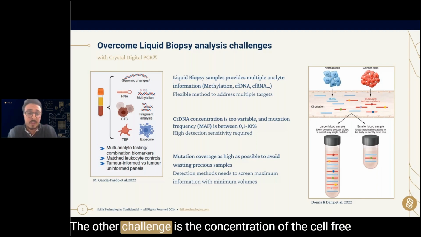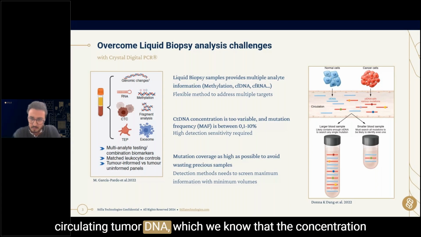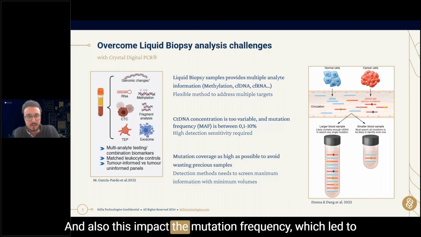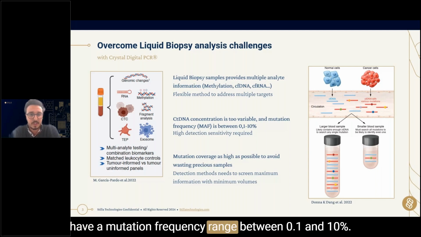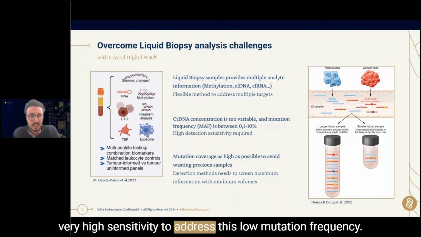The other challenge is the concentration of the cell-free DNA, and more precisely, for example, in oncology, the circulating tumor DNA, which we know that the concentration is very variable, depends on the sample condition. And also this impacts the mutation frequency, which led to a mutation frequency range between 0.1 and 10%. And this is why we also developed a technology that provides very high sensitivity to address this low mutation frequency.